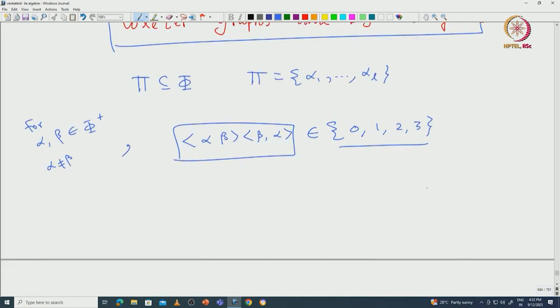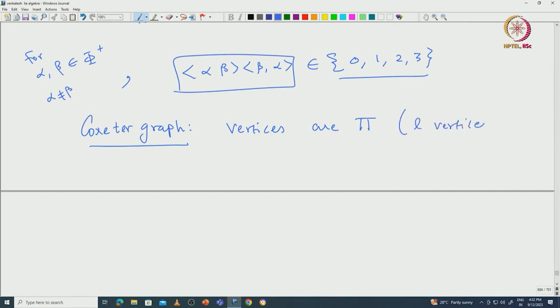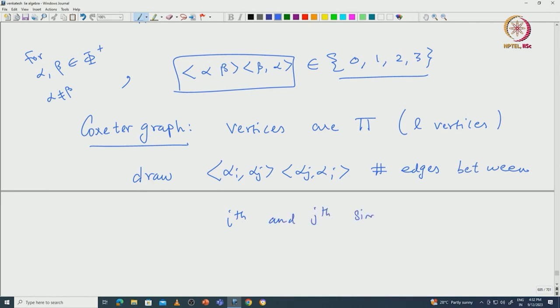So now what is the Coxeter graph? The Coxeter graph is now easy to define using these numbers. So you take the Coxeter graph to be, so what are all the vertices? The vertices are nothing but all the simple roots. So that is capital Pi. So there are L vertices. Now what we do, we join the ith and jth simple roots by this number, the product of <alpha_i, alpha_j> and <alpha_j, alpha_i>. So what are the edges? Draw that many edges between the ith and jth vertex, or simple roots.